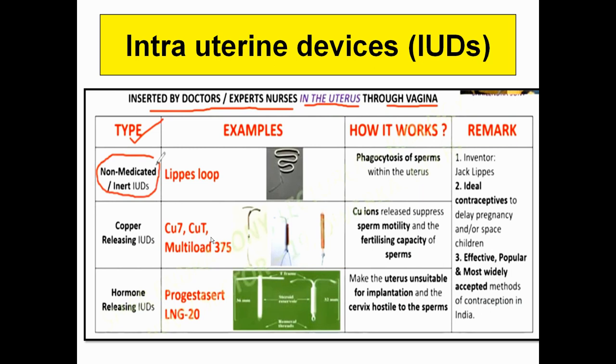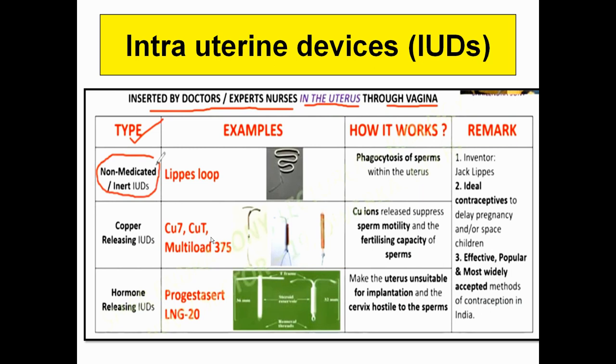Next is hormone releasing IUDs. These are Progestasert and LNG 20. The full form of LNG is levonorgestrel. Okay, so you have to learn this term, levonorgestrel 20, and it makes the uterus unsuitable for implantation and the cervix hostile for the sperm.